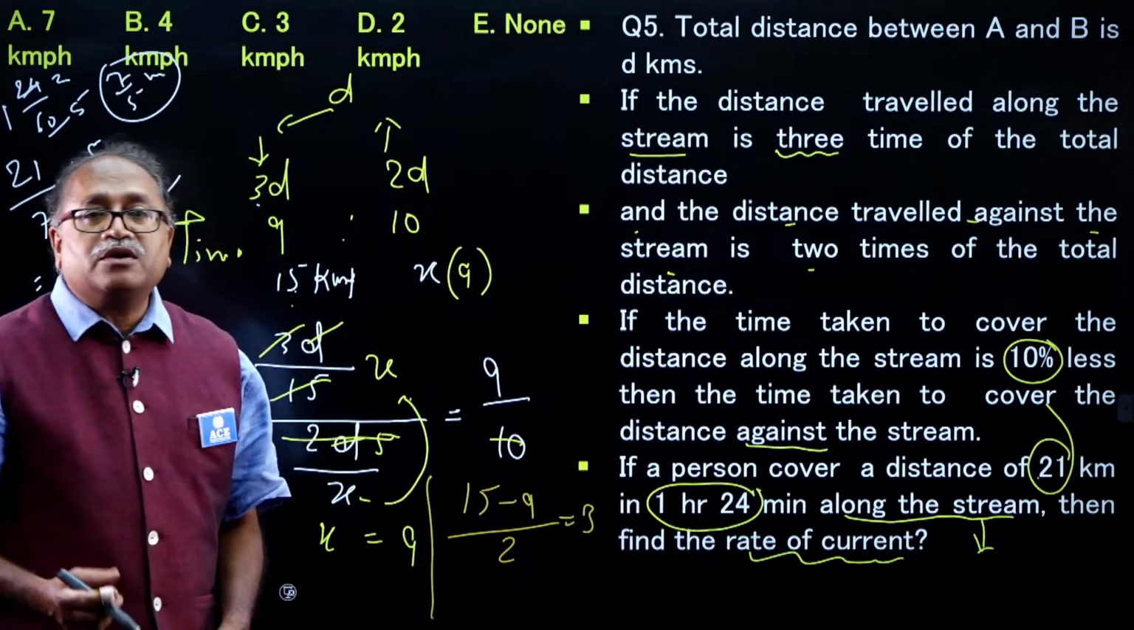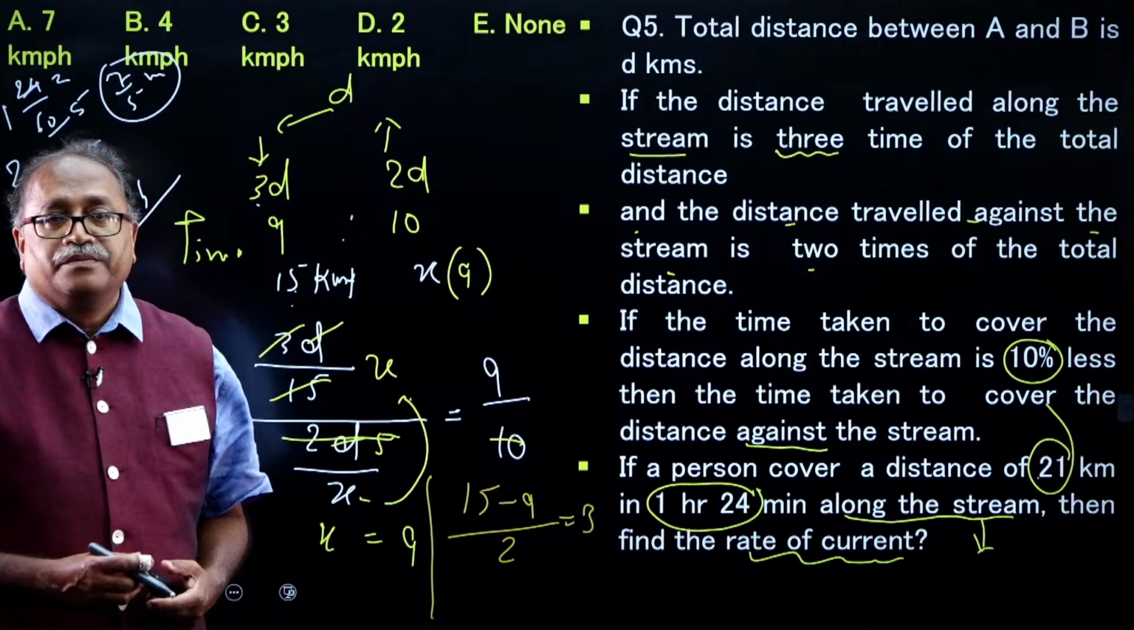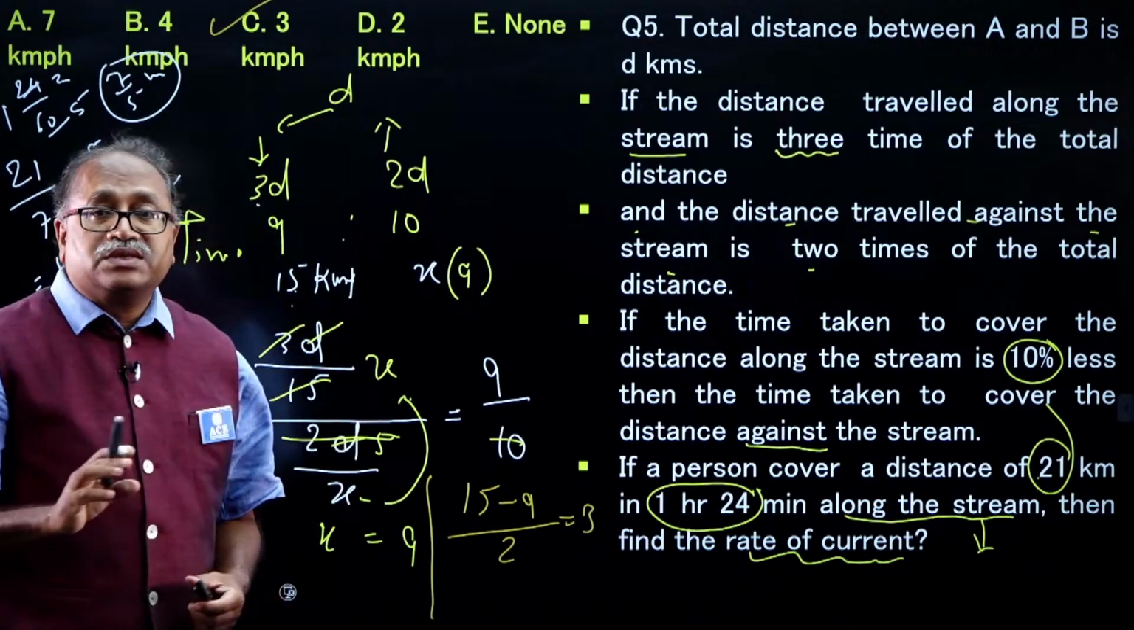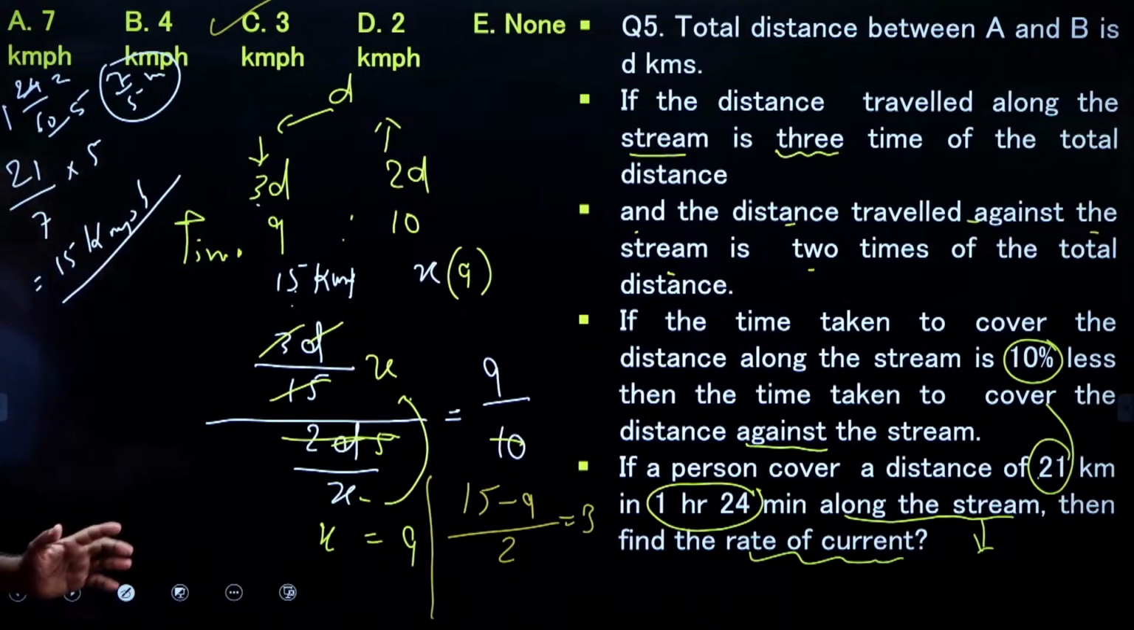So, what is the speed of the current? That is 3 kilometer per hour. So, do we have any option? Option choice C. I am just keeping away from the screen.